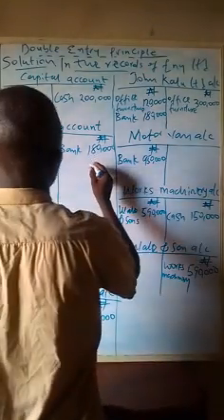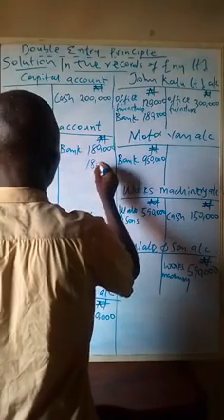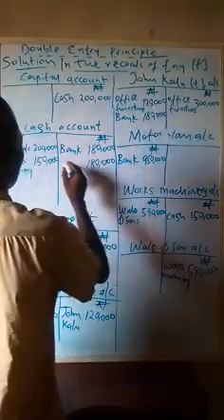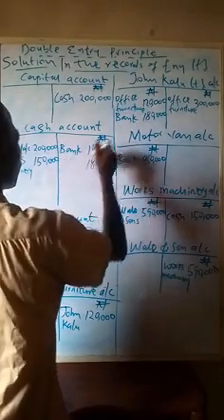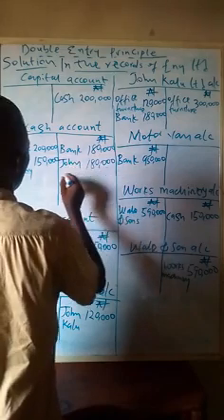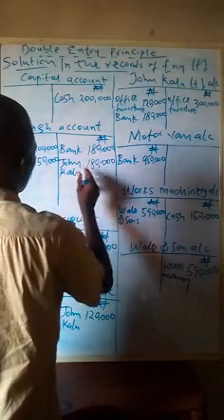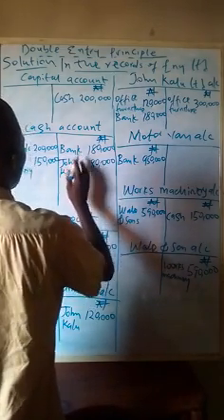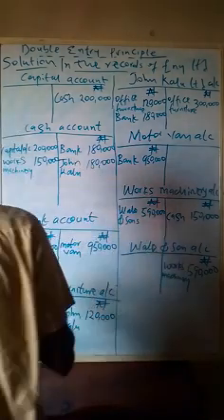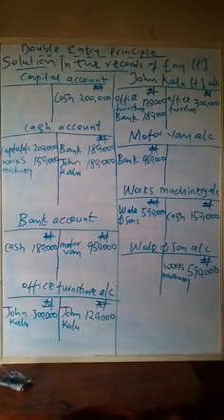Where do you get this 180,000? From John Kalu. John Kalu is receiving. We pay to him, John Kalu. Next.